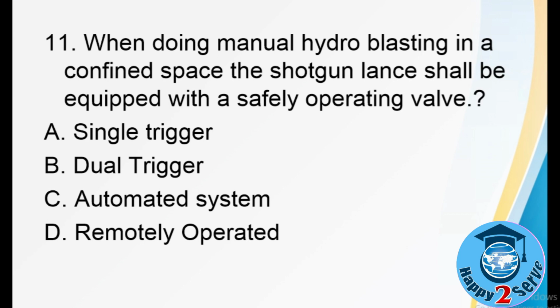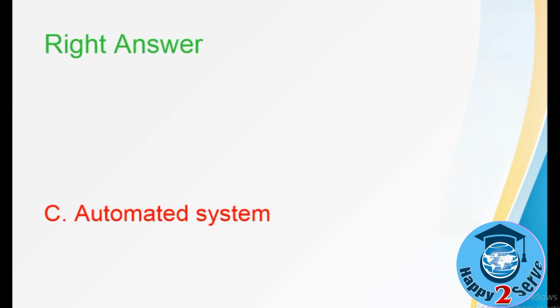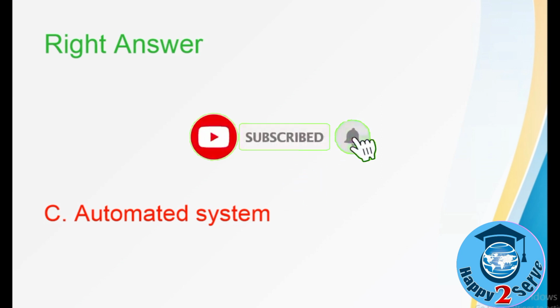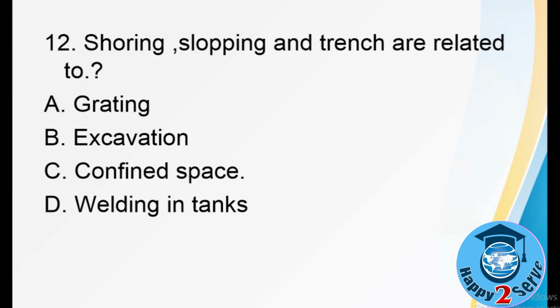11. When doing manual hydro-blasting in a confined space, the shotgun lance shall be equipped with a safely operating valve? A. Single trigger. B. Dual trigger. C. Automated system. D. Remotely operated. Right answer: C. Automated system.